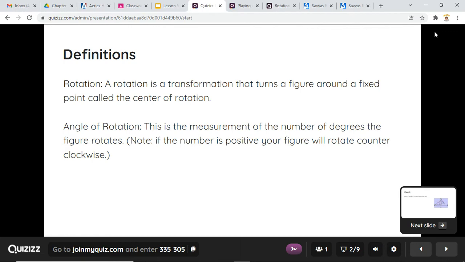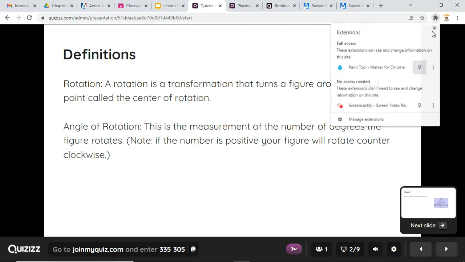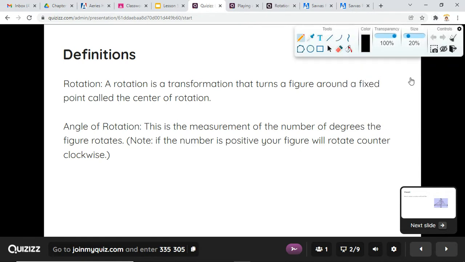Alrighty, our other definition we have today is an angle of rotation. So the angle of rotation is the measurement of the number of degrees the figure rotates. I want you guys to remember, if the number is positive, like a positive 90 degrees, a positive 180 degrees, a positive 270 degrees, then we're going to be rotating counterclockwise, or like this. If our number is negative, then we're going to be rotating clockwise like this here.